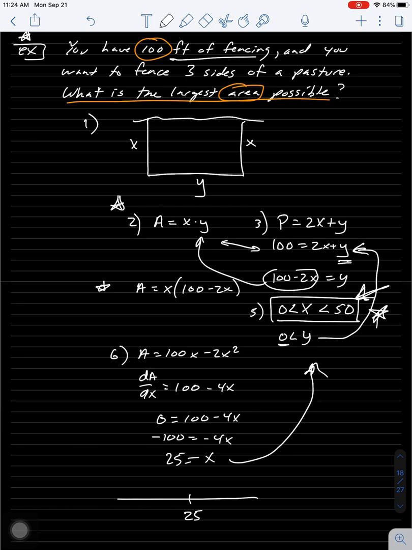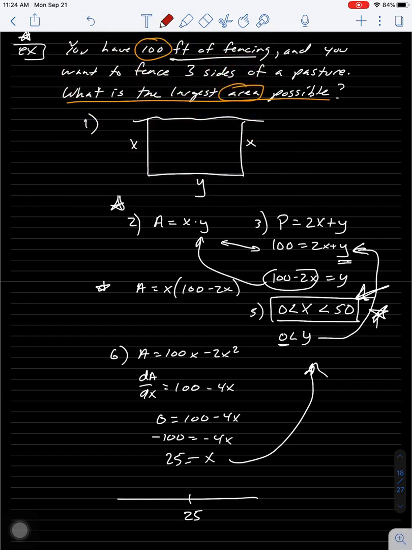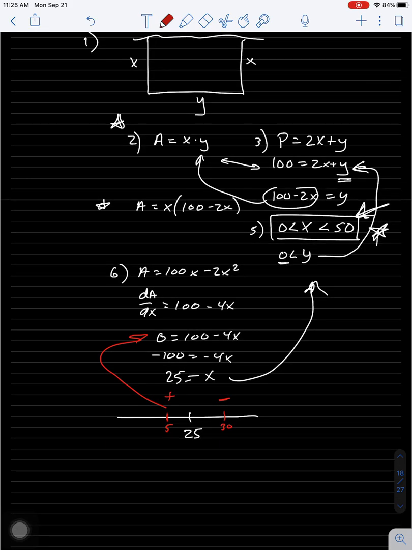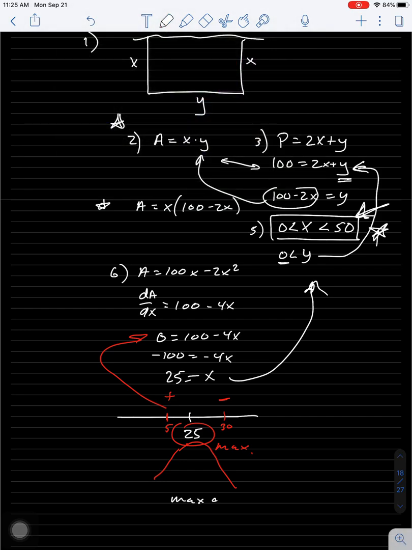So I take 25, put it on my number line. I'm going to pick some test points here. Let's say 5, and because I'm testing rate of change, I'm plugging into the derivative, so I'm plugging this value in here, and I'm going to get positive values on the left, and when I plug in a number like 30, that's going to make them negative. So this function is going up, and then it is going down, so that means this is a max, which is good. That's what we're looking for, is a maximum. So there's a maximum at 25.